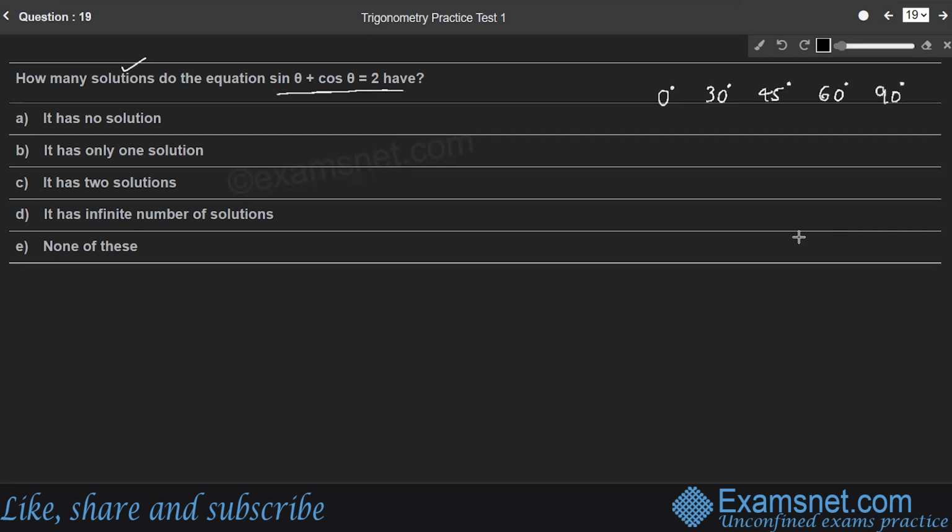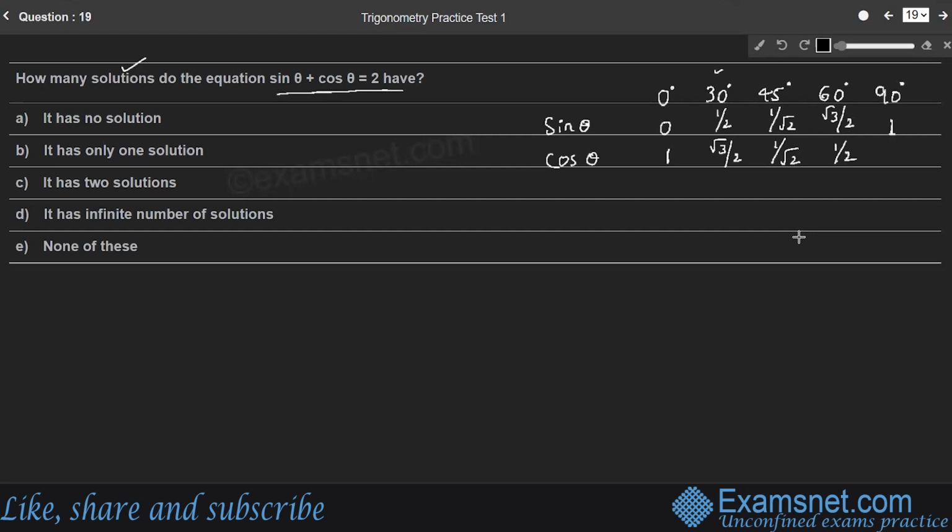90 degree, right? So for 0 degree, sine theta is always 0, right? And cos theta is 1. So cos 0 is 1, right? Sine 30 is always 1 by 2, whereas cos 30 is root 3 by 2, right? Sine 45 is 1 by root 2. Cos 45 is also 1 by root 2. Whereas sine 60 is root 3 by 2. Cos 60 is 1 by 2.